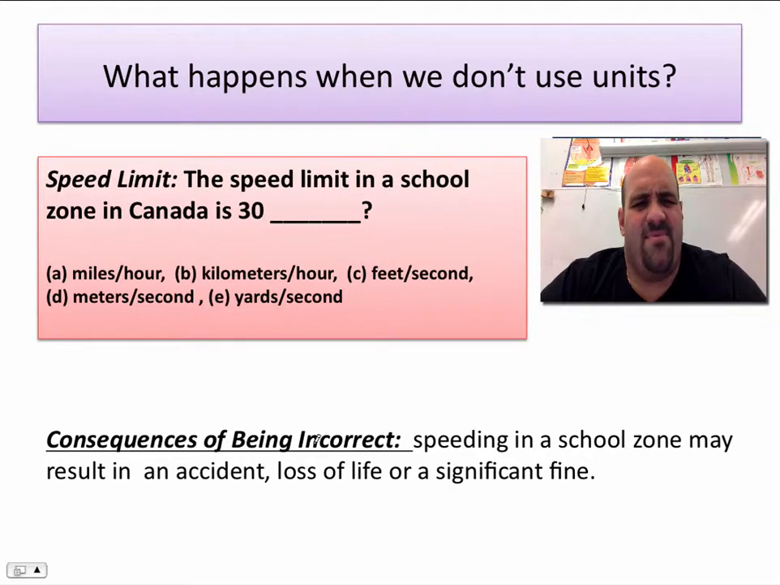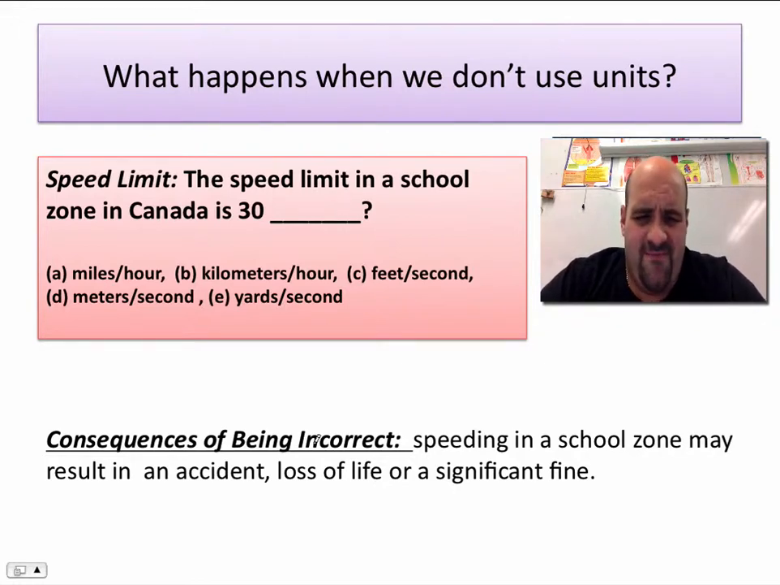And again, another example. Let's look at the speed limit. And we kind of touched on this earlier. The speed limit in Canada in a school zone is 30 blank: miles an hour, kilometers an hour, feet per second, meters per second, or yards per second. We mentioned earlier that the speed limit in Canada is given in kilometers per hour. That's why you have a maximum speed of 100 kilometers per hour. And the difference between kilometers and miles is a ratio of 1.6. But generally 30 kilometers an hour. If you're going 30 miles an hour, you'd be going a lot faster. You'd be going closer to 50 miles an hour in the school zone.